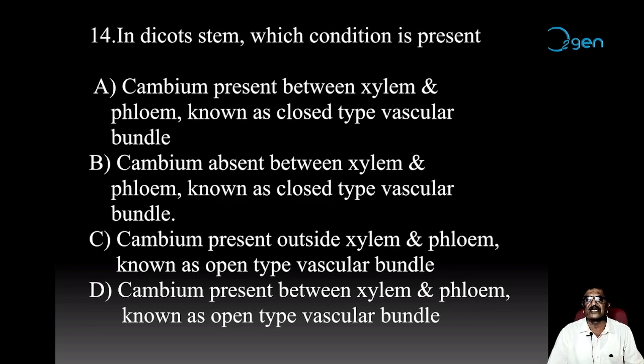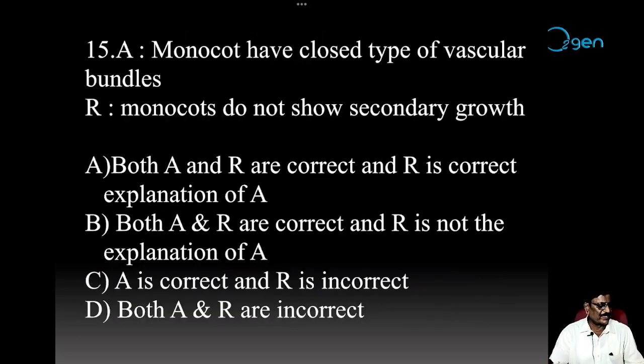In the monocot stem, cambium is absent. C. Cambium is present outside the xylem and phloem. No, cambium is present between the xylem and phloem. Option D. Cambium is present between xylem and phloem, known as open type of vascular bundle. 14, option D is correct.